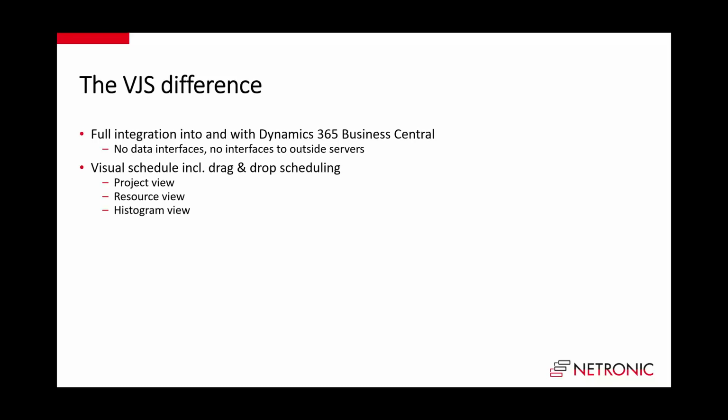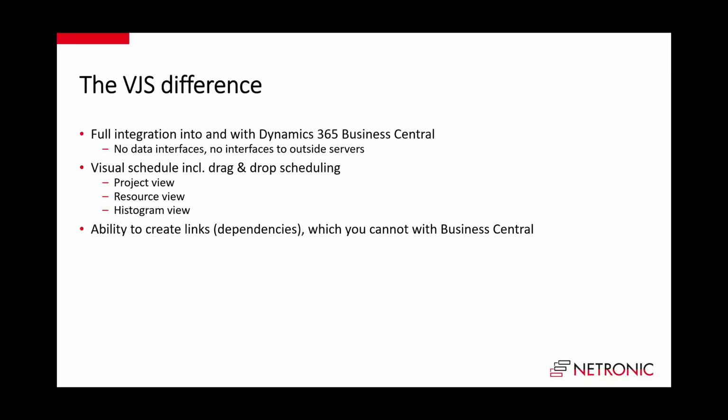Other than Business Central, which is an ERP system that is designed around tables, the VJS brings visualization and drag and drop capabilities to Business Central. It gives you a project Gantt chart, it gives you a resource Gantt chart, and it gives you a histogram view, which is an overview of your resource capacity load.